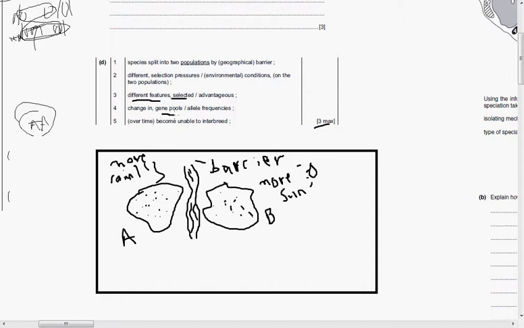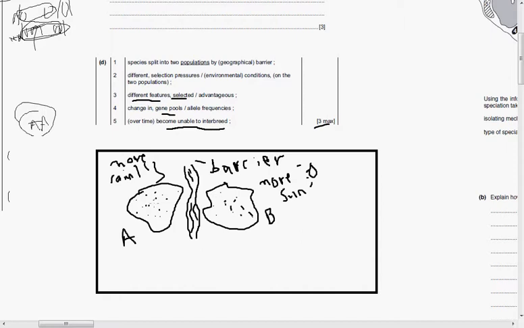And then there is a change in gene pool. The gene pool over here will change, because only those genetic constitutions will be present which are selected for by the selection pressures. The features are selected only according to the selection pressure present. So there will be a change in gene pool. So we said three things, and the fourth one is change in gene pool. And over time there cannot be interbreeding. So over time there is no interbreeding.